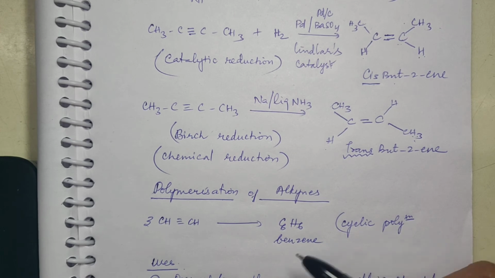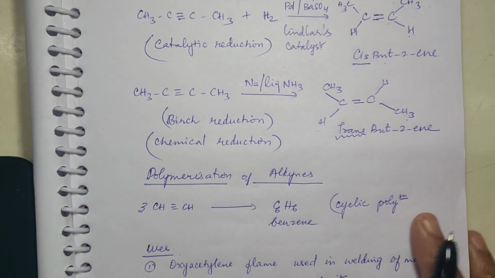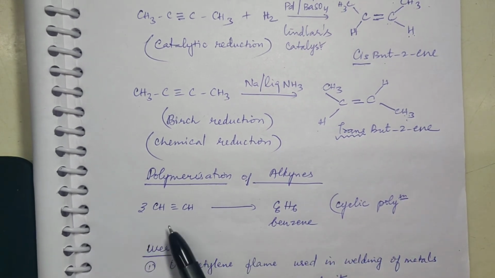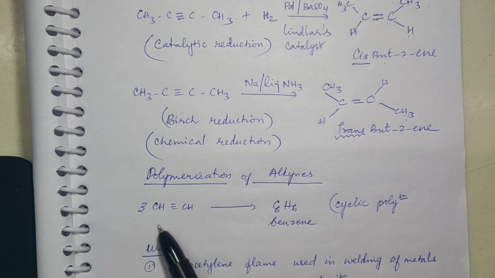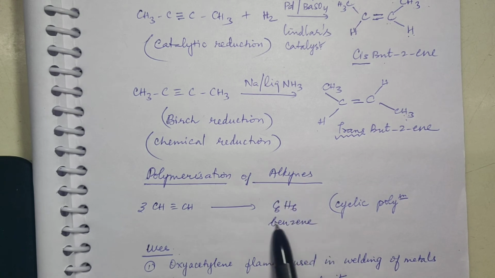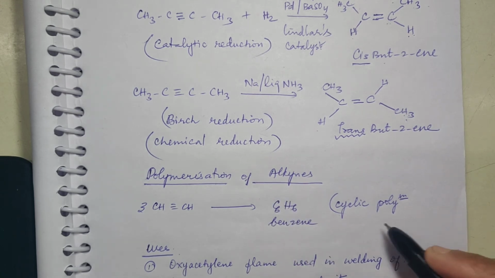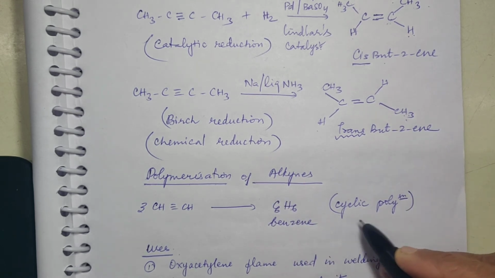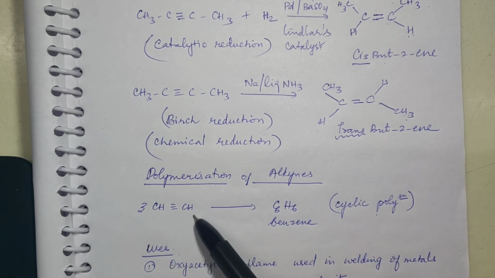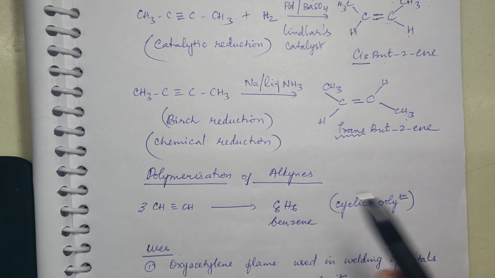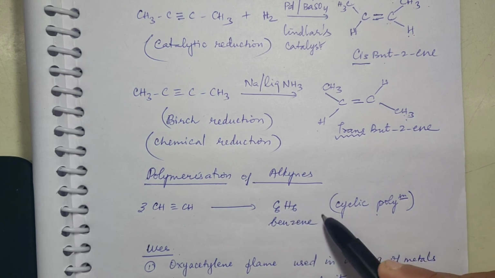Same way, the next property is polymerization of alkynes. If three molecules of ethyne combine, then you get a molecule of benzene. This is what is called cyclic polymerization, because a linear molecule is getting converted into a ring-like structure. So you call this cyclic polymerization.